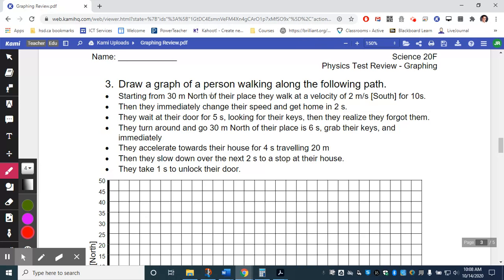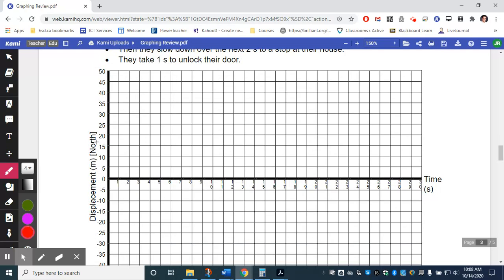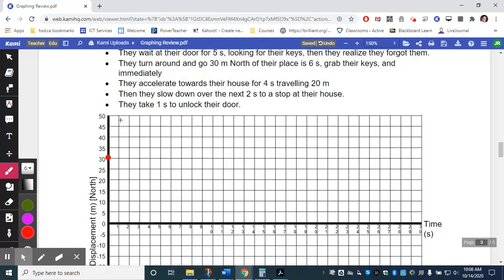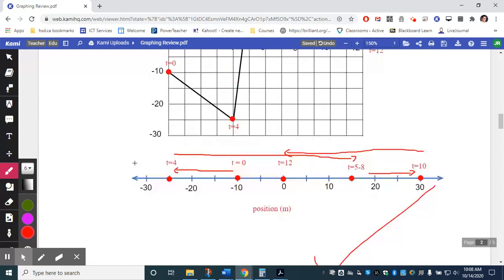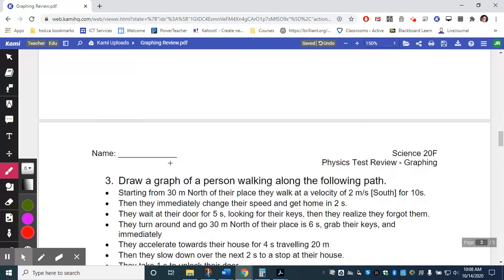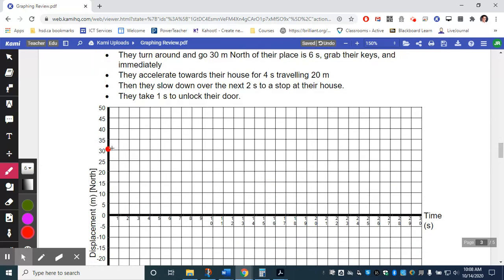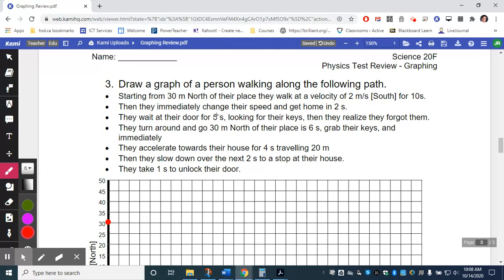We started 30 meters north of our place. Well, let's look. This is displacement north. So 30 meters north is right about there. I'm going to make this a bit bigger. 6 right there. Good. That's where we started. Okay, we don't have to start at 0, 0. We didn't start at 0, 0 here. We started 10 meters south or left. Here we're starting north, 30 meters. And from that place, we walk 2 meters per second for 10 seconds.